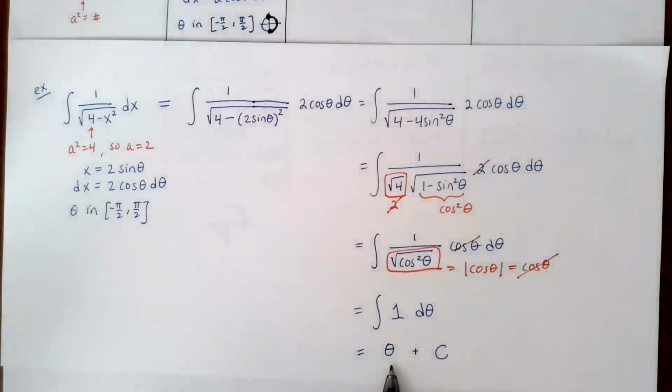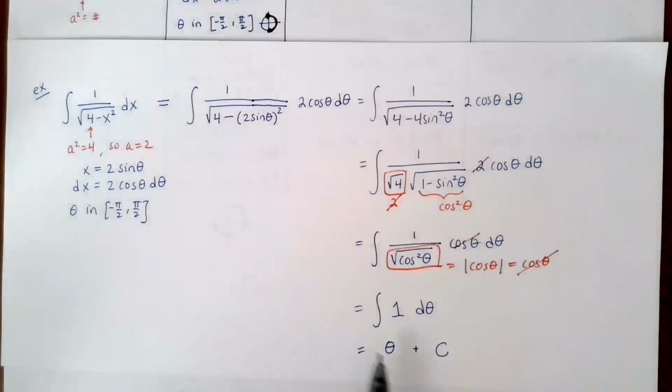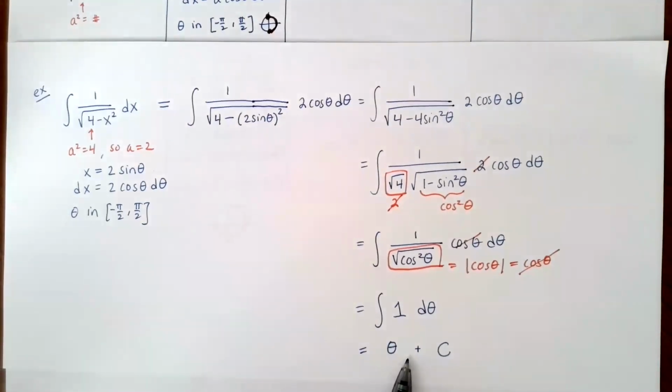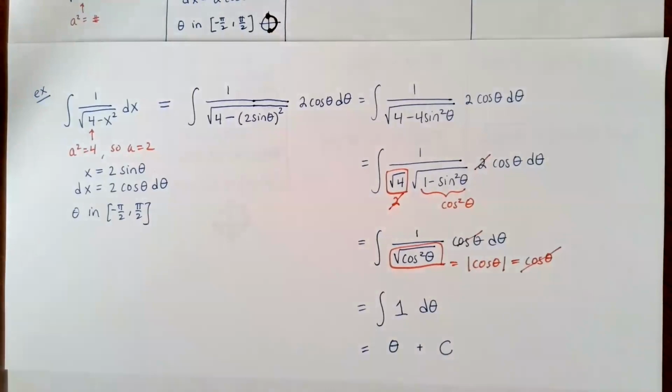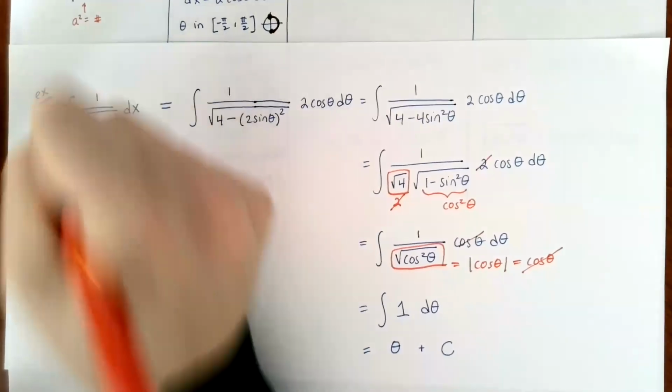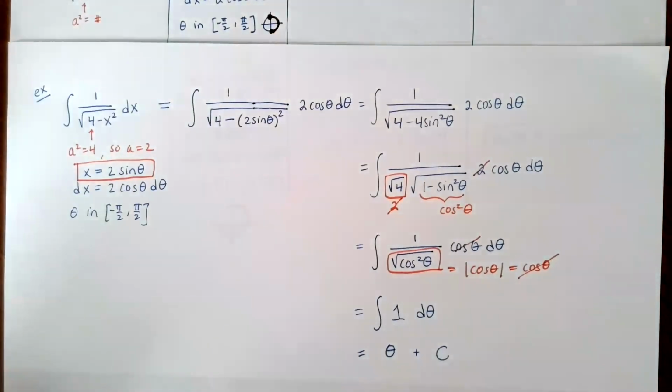So we just need to switch back to our original variable, which was x. We want to give our answer in terms of x. We're going to do that using the original substitution here. If x equals 2 sine theta, what does theta equal? So we're just going to solve this for theta.